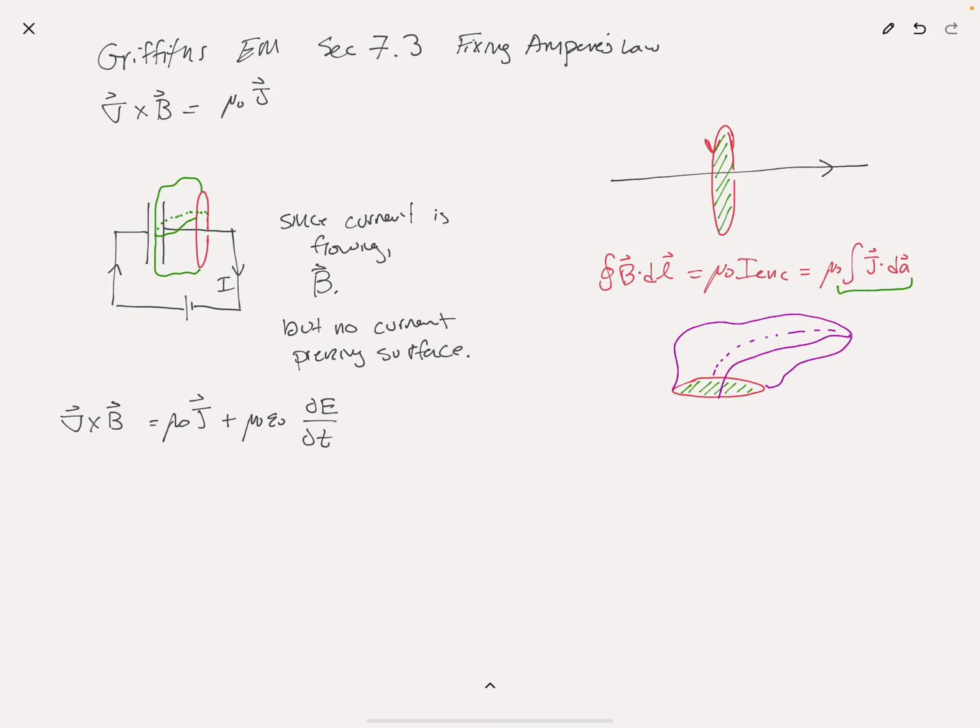Right? And maybe you can justify the fact that this is related to the electric field, because while in this diagram the current is flowing in the wire and is not piercing the surface, there is some buildup of charge across this capacitor. And as the current flows, the amount of charge on that decreases. So the electric field in that capacitor is also changing in time.